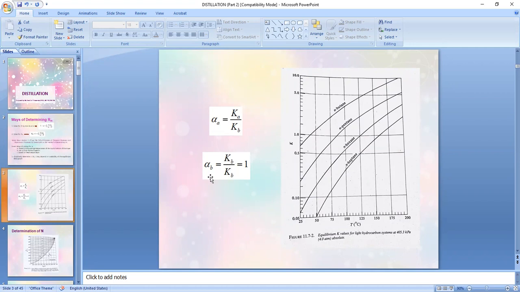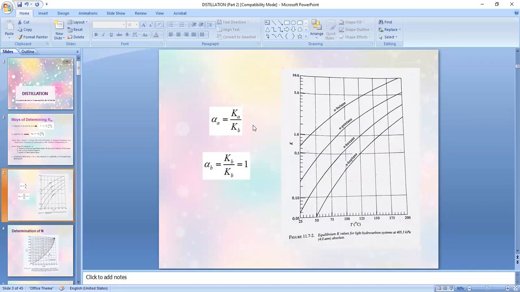When we determine the alpha for a binary system, we choose among the two components which one we will use as a basis in determining the alpha for the two components. So if you choose B, it follows that your alpha B would be equal to 1 because of this particular formula. If you choose A as the basis, then K sub A over K sub A would be equal to 1, and the other one will have another value.